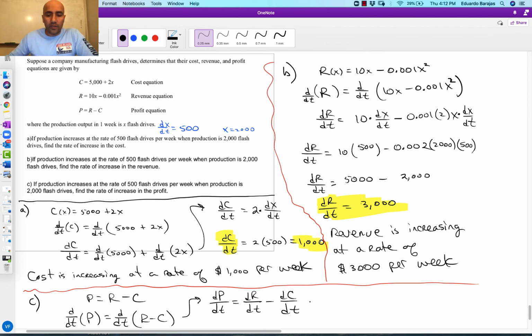So from that we can conclude that dp/dt is equal to 3,000 minus 1,000, or that dp/dt is equal to 2,000. Okay, so what does that mean? That means that our profit is increasing. Again, it's positive, increasing at a rate of $2,000 per week.